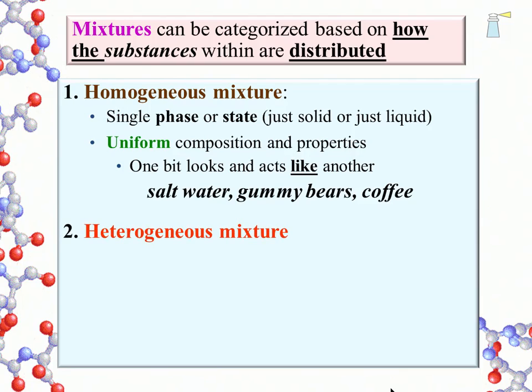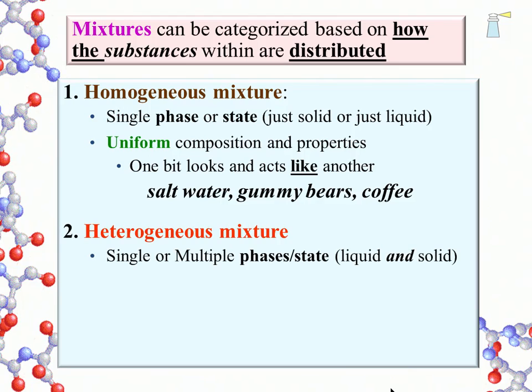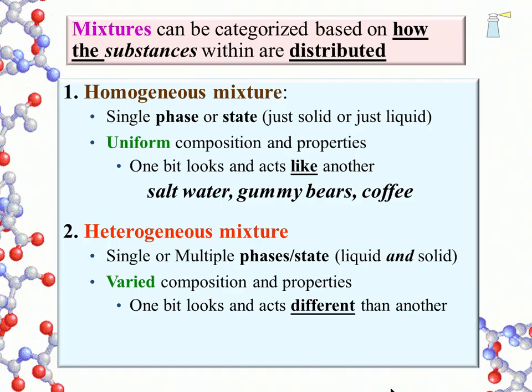And then there are heterogeneous mixtures. These can have a single or multiple phases, liquid and solid. But they can have varied composition and properties throughout the material. One bit looks and acts different than another. Examples include rocks and salad dressing. Pick up a rock. Notice how it varies in composition. Well, that concludes the overview of the distinctions or classifications of the types of matter. Next, we will construct a decision tree that will allow us to properly categorize different forms of matter.